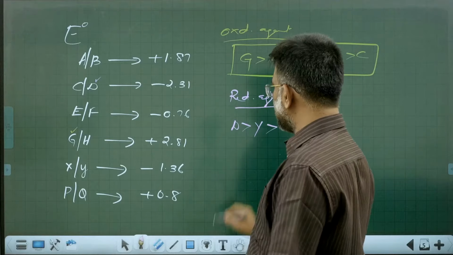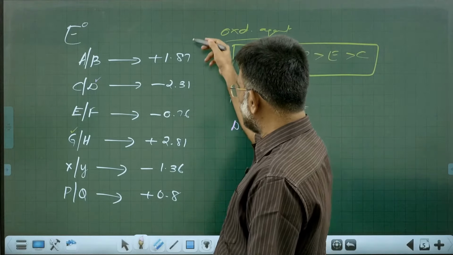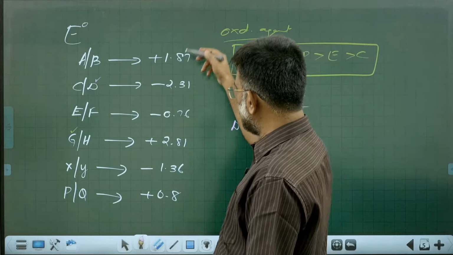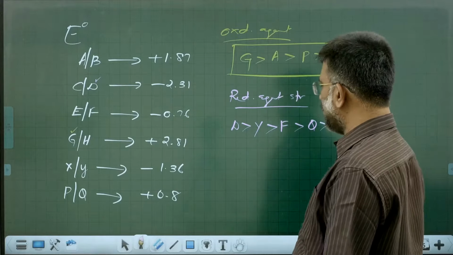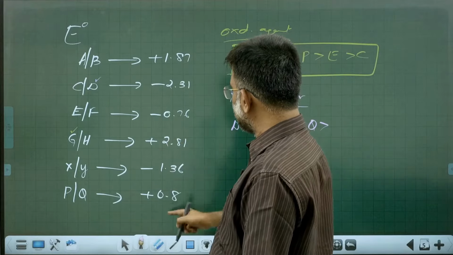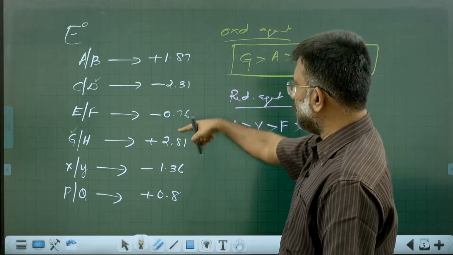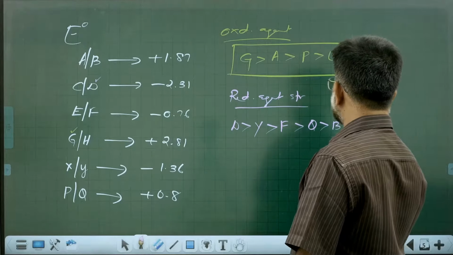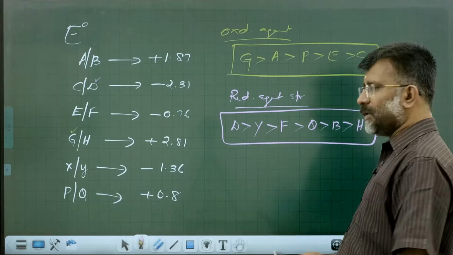After D, it will be Y. Then after Y, it will be F. After F it will be Q. After Q it will be B, and after B it will be H. This is the order of reducing strength. The most powerful reducing agent is D and the least powerful is H.